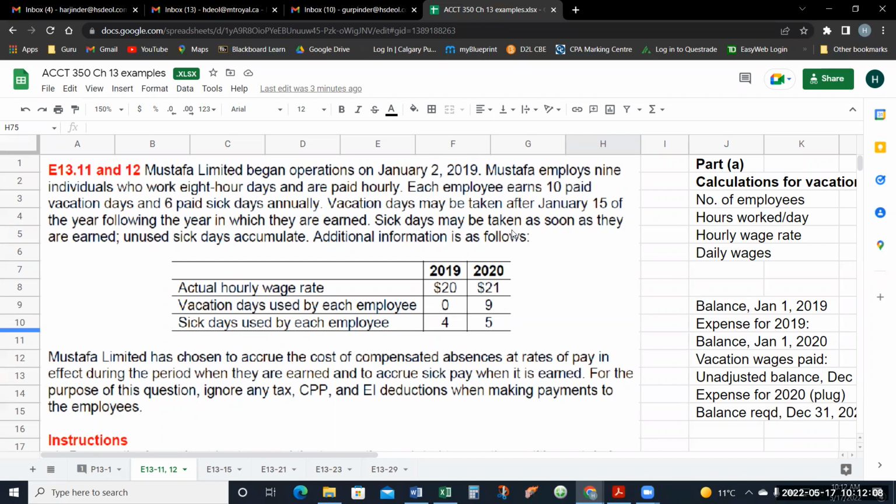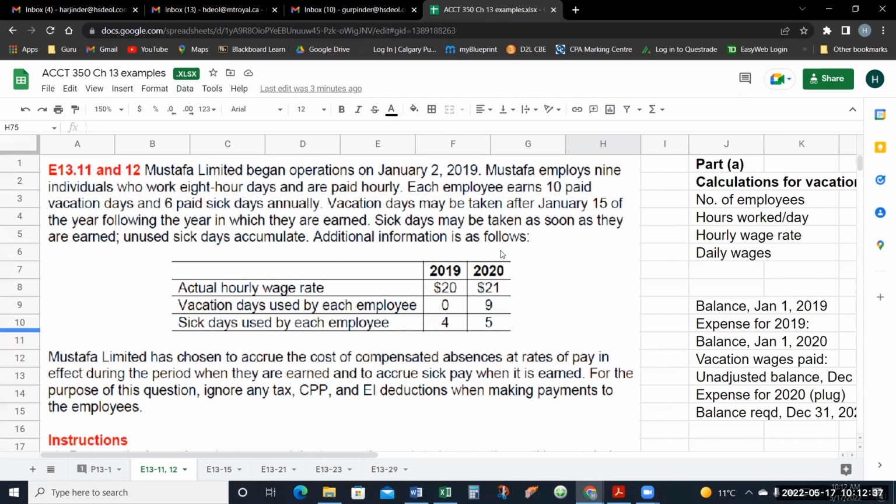Sick days may be taken as soon as they are earned. Unused sick days accumulate. So keep in mind, employees get 6 paid sick days. During 2019, each employee can take up to a maximum of 6 paid sick days. In case they only take 5, then the 1 day that they didn't use will just get carried forward to 2020 as per this company's policy.